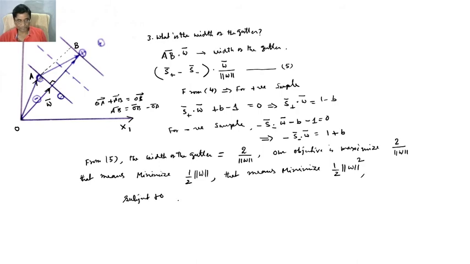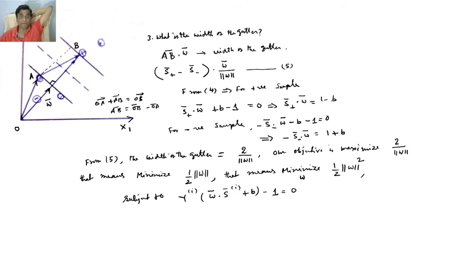Subject to y_i (w dot x_i + b) - 1 greater than or equal to 0, and I have to minimize over this parameter, w and b. So this is my optimization problem. You see.